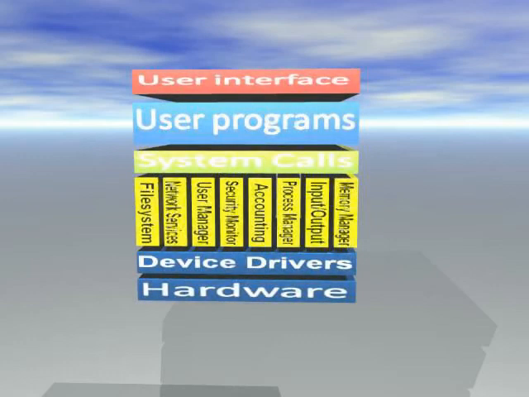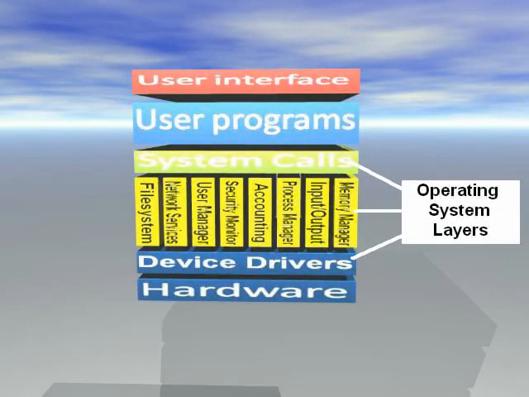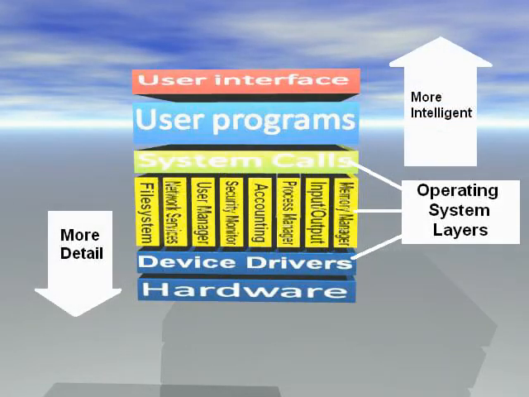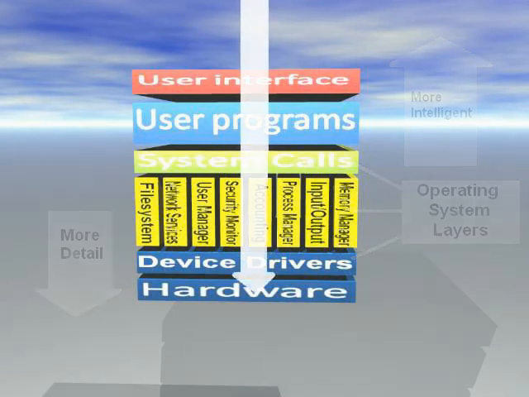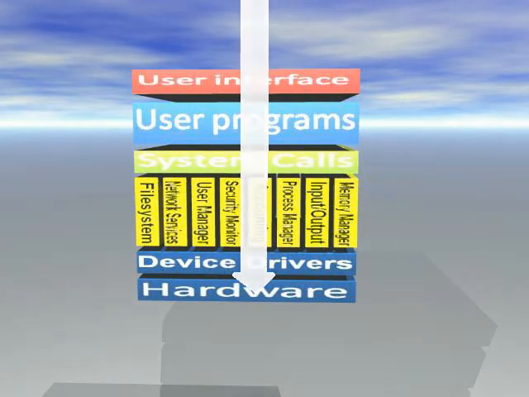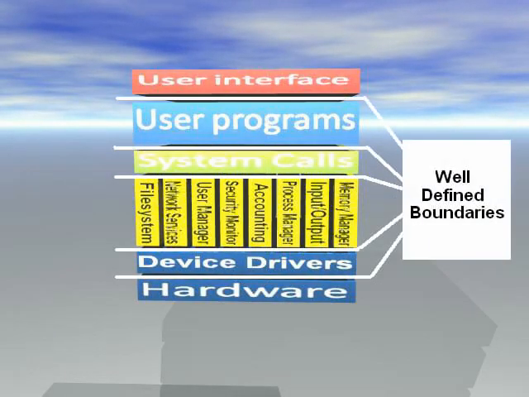The layers in between, the operating system, vary by degree as they trade detail at the bottom for intelligence at the top. Thus, in order to get the computer's hardware to perform any task, it's as if the user were reaching down through the user program into and through the system calls, into and through one of the system services, into and through a device driver, and then into the hardware mechanisms and electrons. The boundary between each of these layers is well defined.